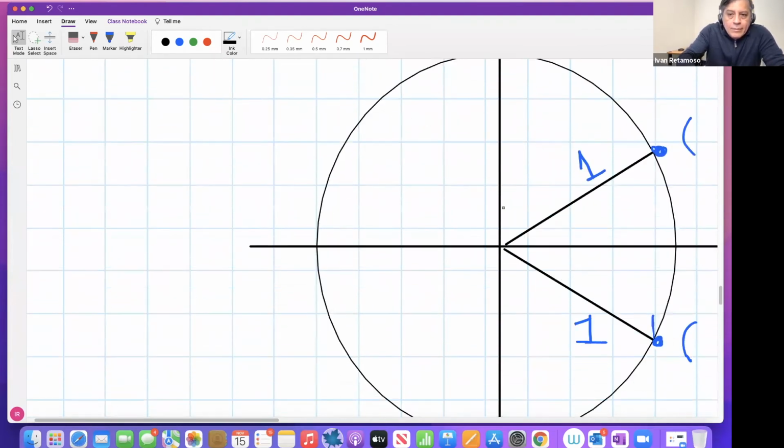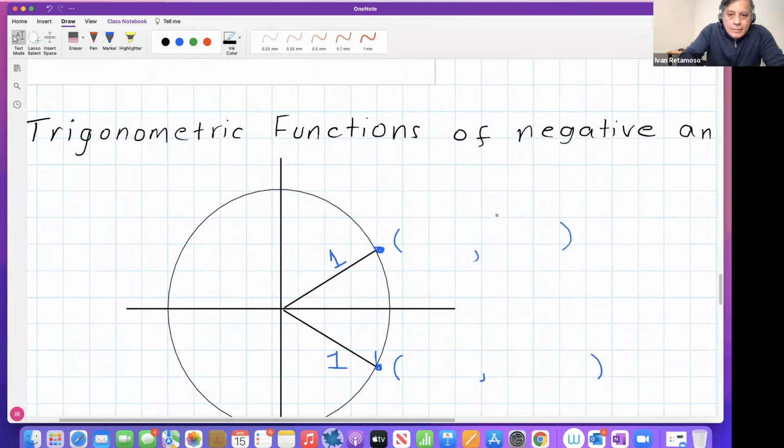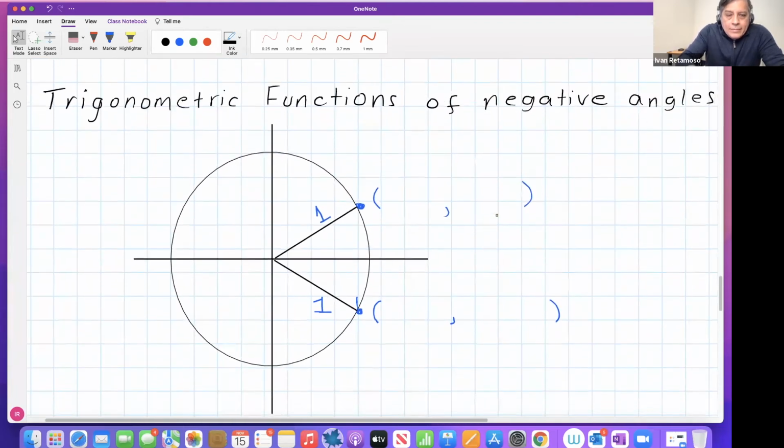Yeah, and then I will show you a sheet that I want you to have. I will show you that. Yeah, first, trigonometric functions of negative angles.